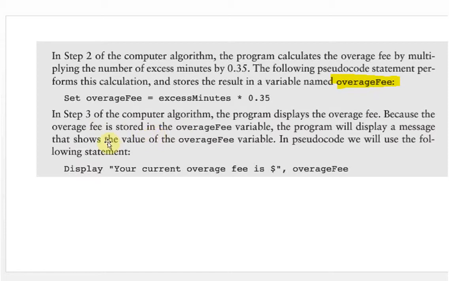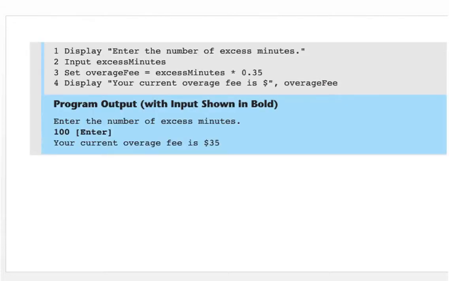And then finally, the last step is showing your output, and that would be: your current overage fee is, and here I have a dollar sign. Note, this string is in quotes, and then I print out the overageFee. Note, overageFee is not in quotes. So that's the algorithm implemented in pseudocode. And when I run it, this is kind of what it's going to look like even in Raptor: enter the input into that variable, do my calculation, and then display the output.